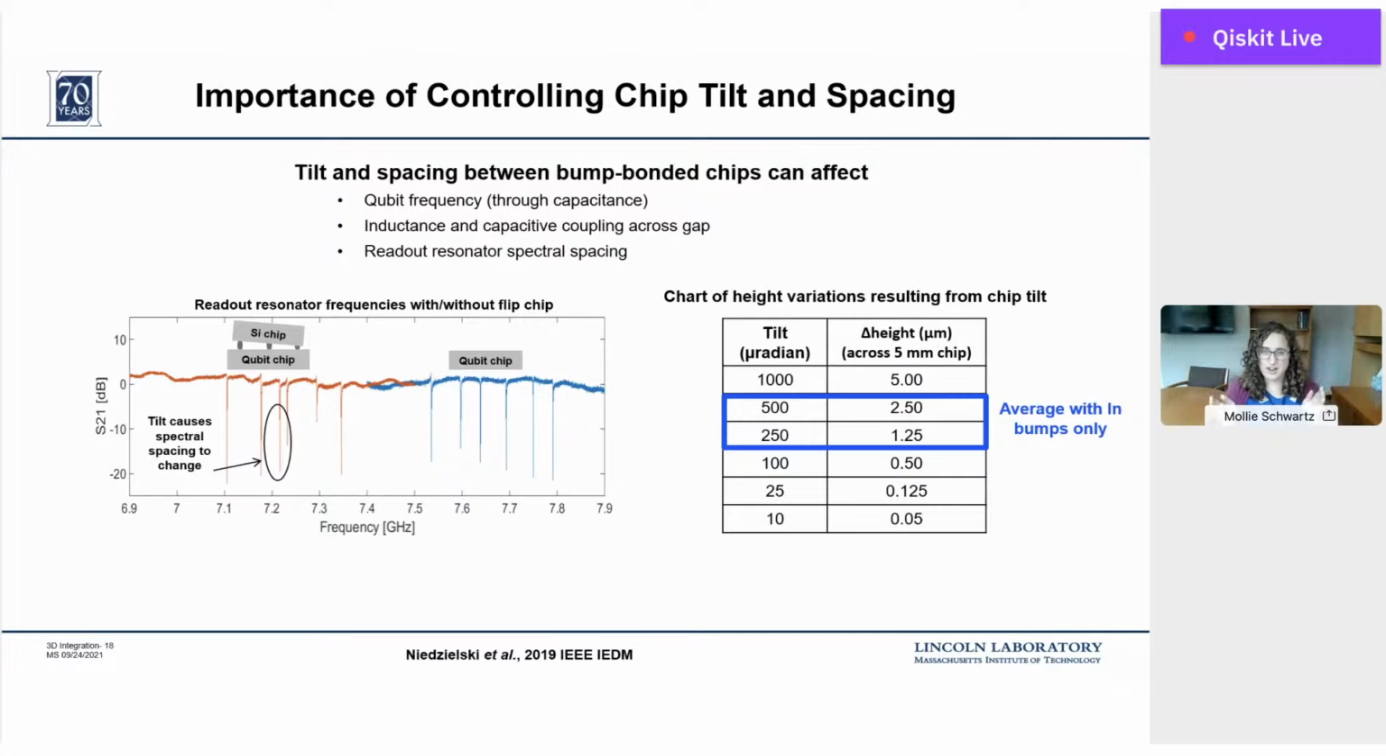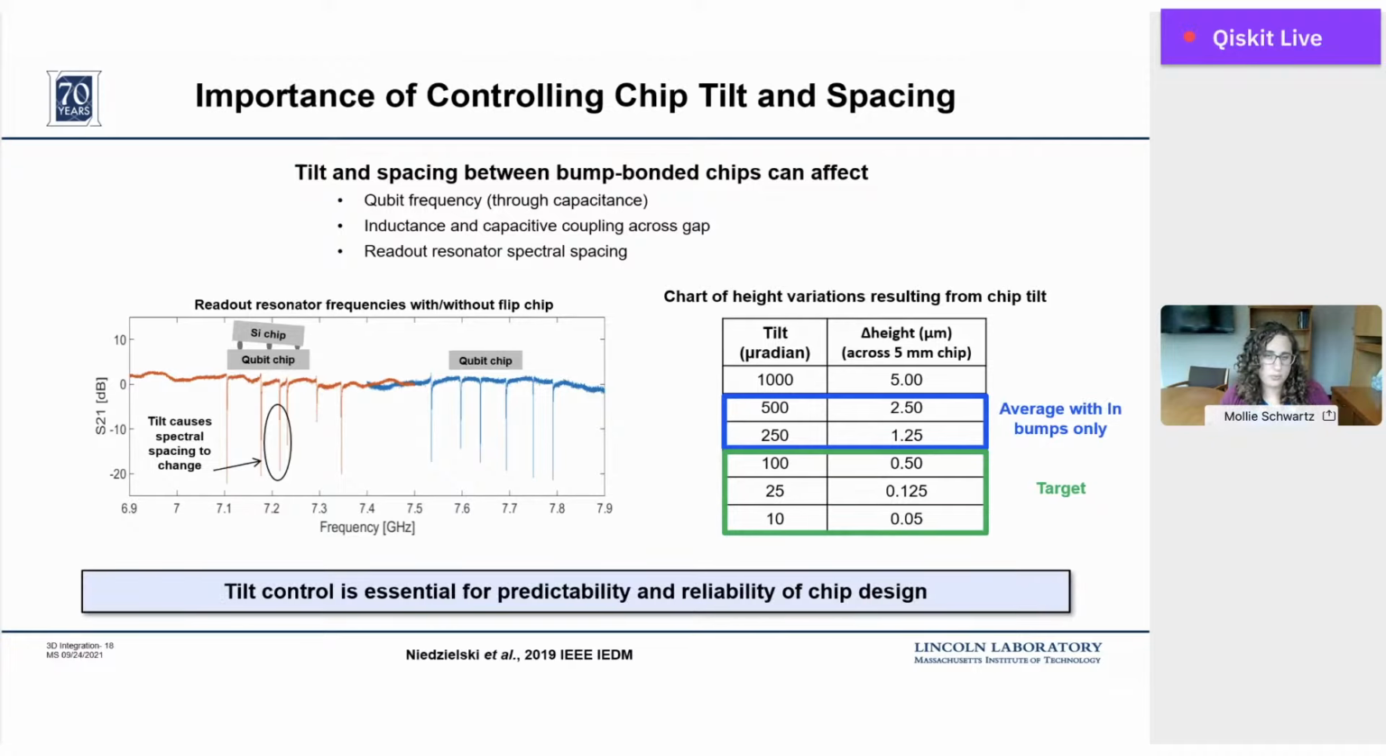And so if you have a 5-micron chip with, let's say, a 500 to 250 microradian tilt across the chip, that's going to lead to an average difference in height across the chip of between 1 and 2 microns, which is really quite a big difference when our intended spacing is about 3 microns. So that's the best that we can get with just indium bumps. And so if we want to get an improvement in the tilt down to 100 or even lower, we're going to need to find a new approach.